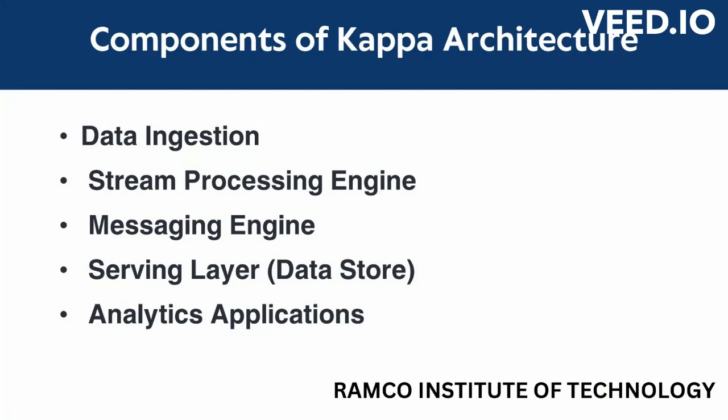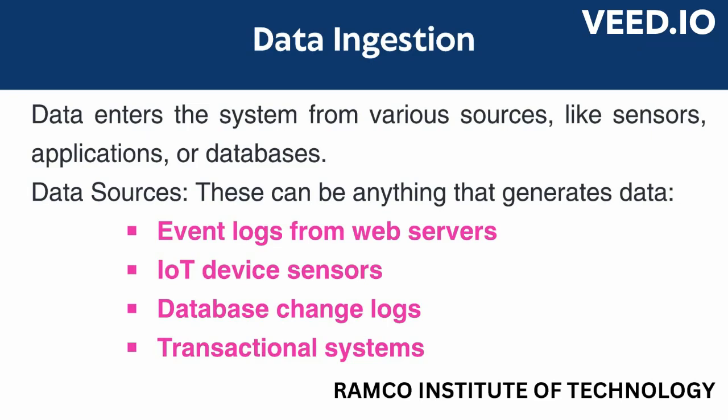First one is data ingestion, next is stream processing engine, next is messaging engine, then serving layer, and finally analytics application. So we have five components in Kappa architecture. Let us see one by one. First is data ingestion. Data ingestion is nothing but data collection. Data enters the system from various sources like sensors, applications, or databases. Some examples of data sources include event logs from web servers, IoT device sensors, database change logs, and transaction systems.